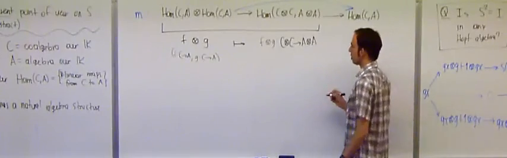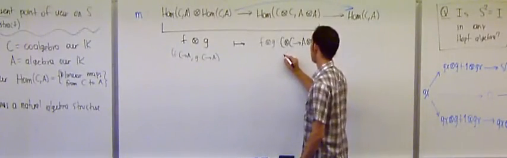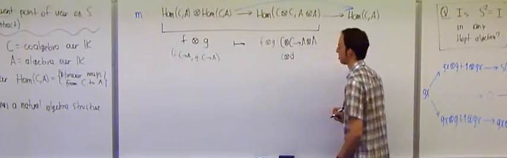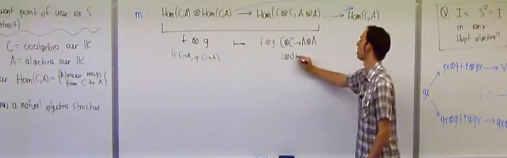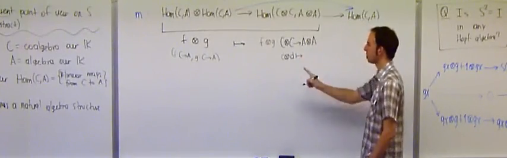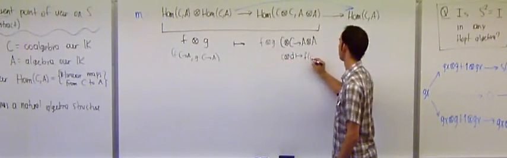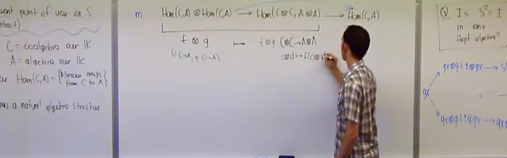So what is this map going to do? It's going to take a pure tensor here and send it to what? Well, we know what we should do: apply f to the first coordinate and g to the second coordinate.